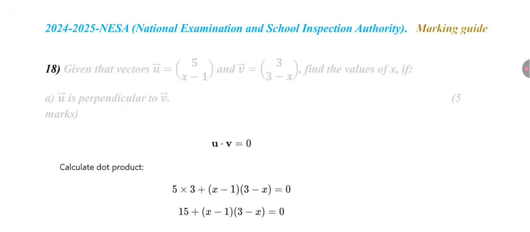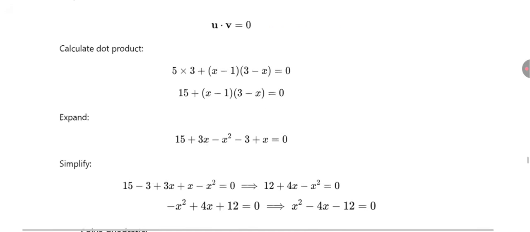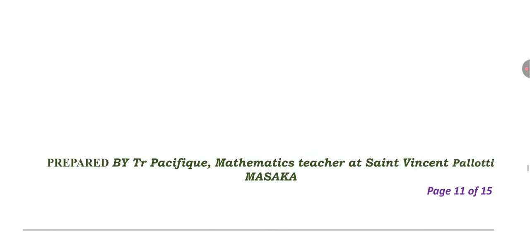Here we have number 18, sorry, it is in vectors. We have u which is equal to (x, 5), then (x minus 1), v which is equal to (3, 3x minus 1), and find the value of x if the u vector is perpendicular to the v vector. As you know, if the vectors are perpendicular, the product of v and u equals 0, and then you solve that answer as well.